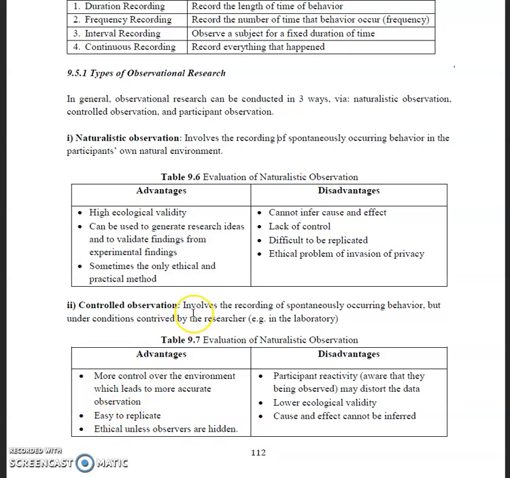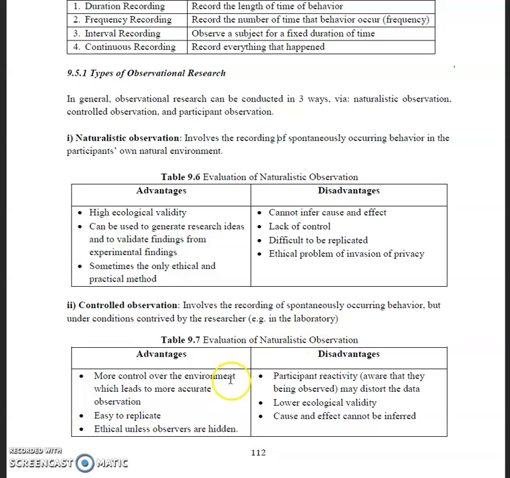Right. The second type of observational research is a controlled observation. We are now recording or observing the behavior of a person spontaneously, but under conditions contrived by the researcher, under conditions manipulated by the researcher. For example, in a lab. So you put the homeless person in a lab.